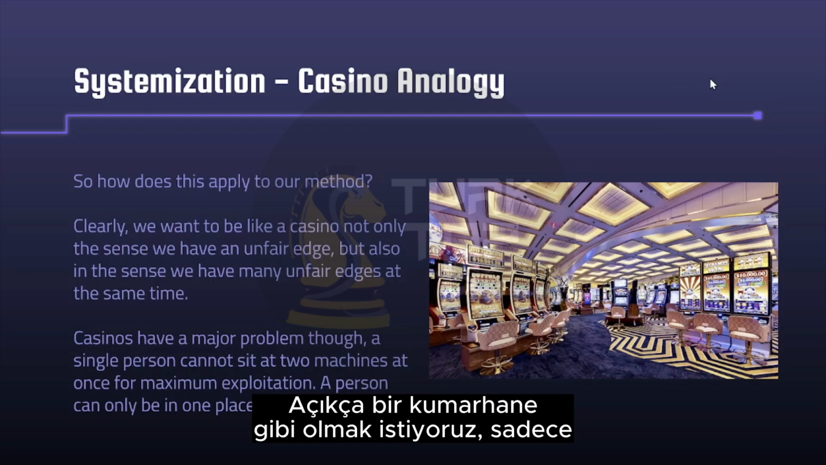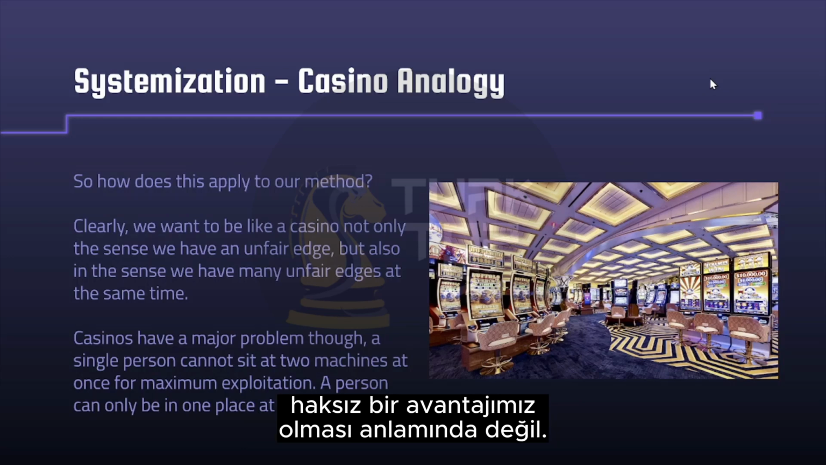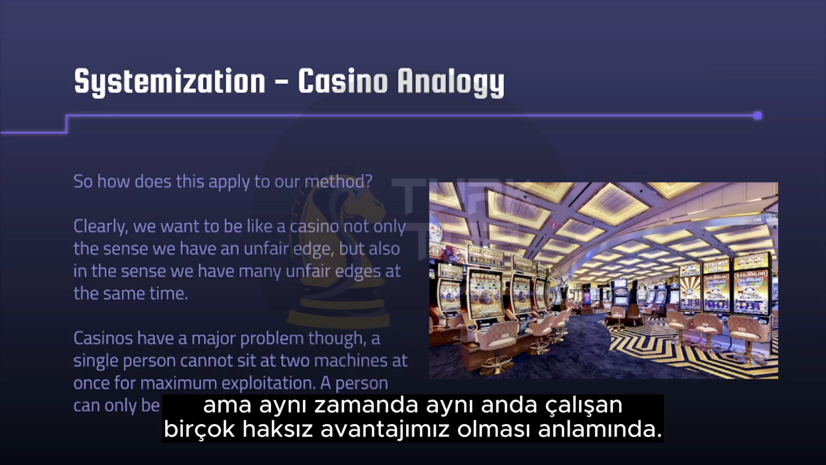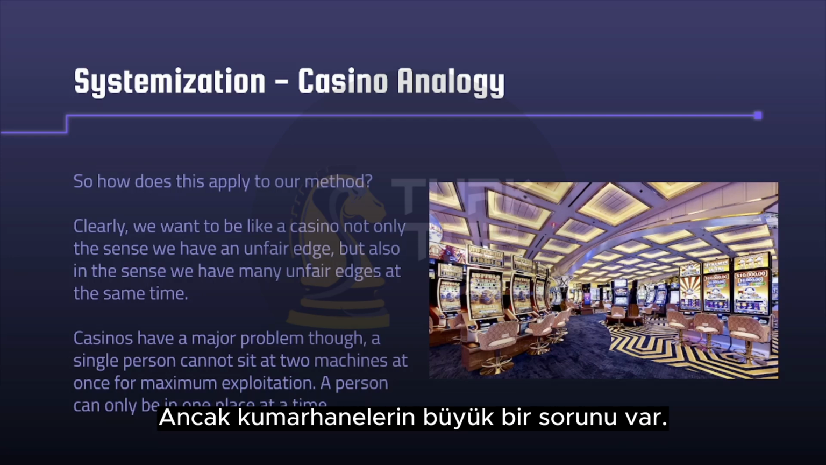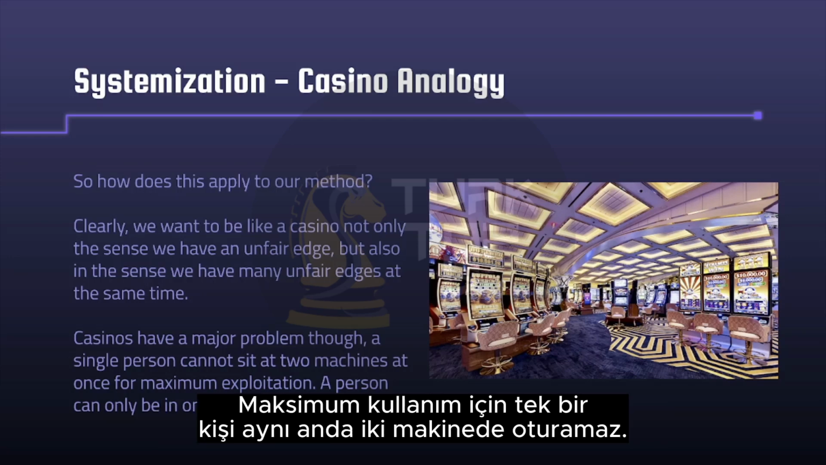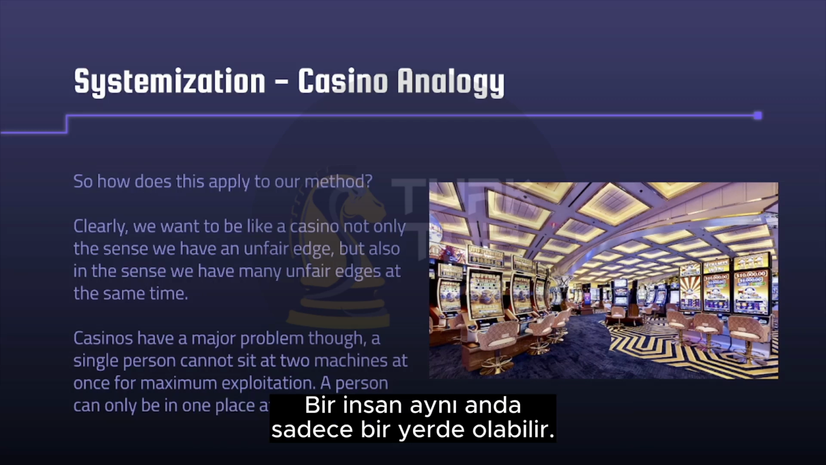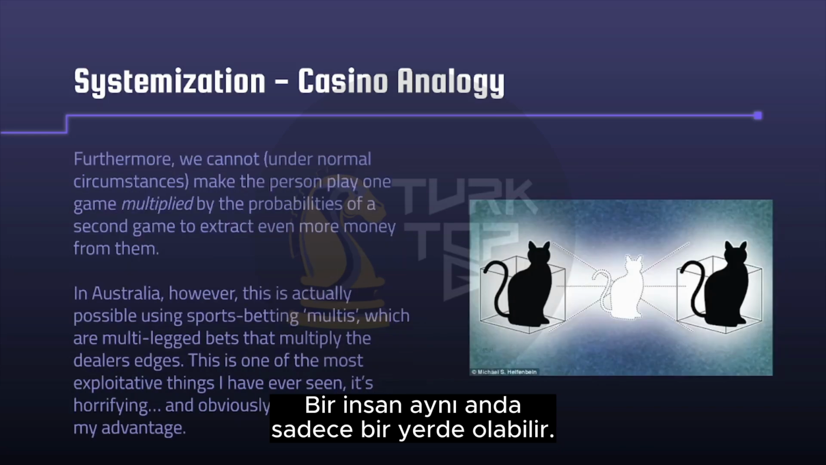Anyway, so how does this apply to our method? Clearly, we want to be like a casino, not only in the sense that we have an unfair edge, but also in the sense that we have many unfair edges running at the same time. Casinos, however, have a major problem. A single person cannot sit at 2 machines at once for maximum exploitation. A person can only be in one place at one time.